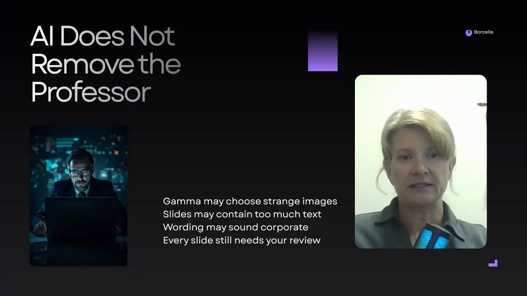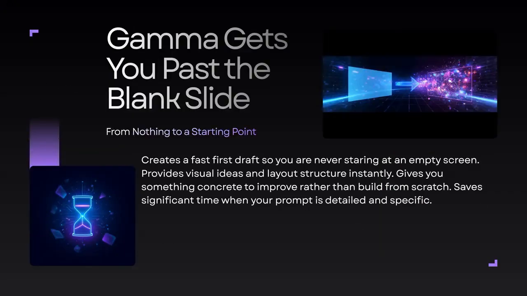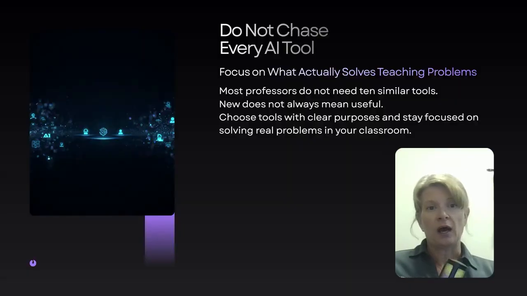Then I revise the slides because once again, AI does not remove the professor from the process. Gamma may choose a strange image. It may put too much text on one slide. It may turn a simple point into something that sounds like it was written for a corporate retreat. You still have to review it, but it gets you past the blank presentation and gives you something visual to improve. Here is what I would not do.